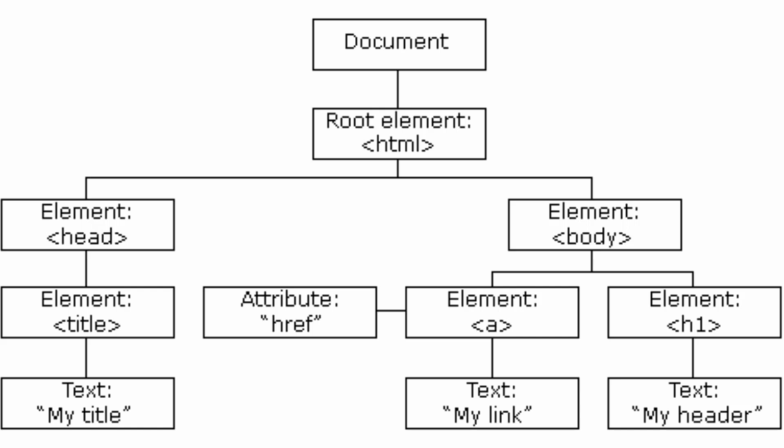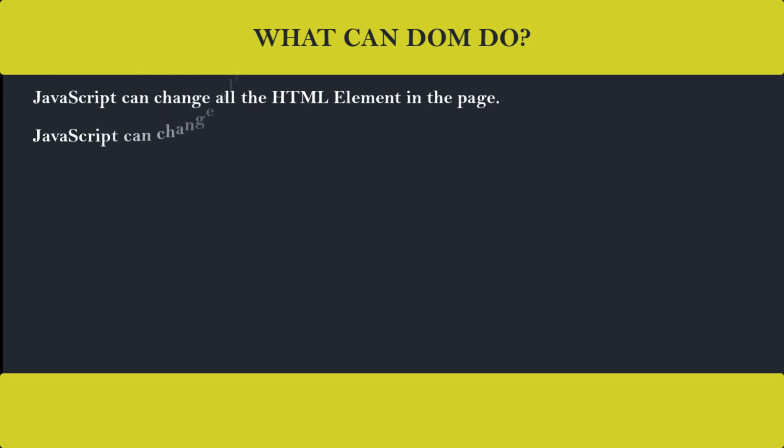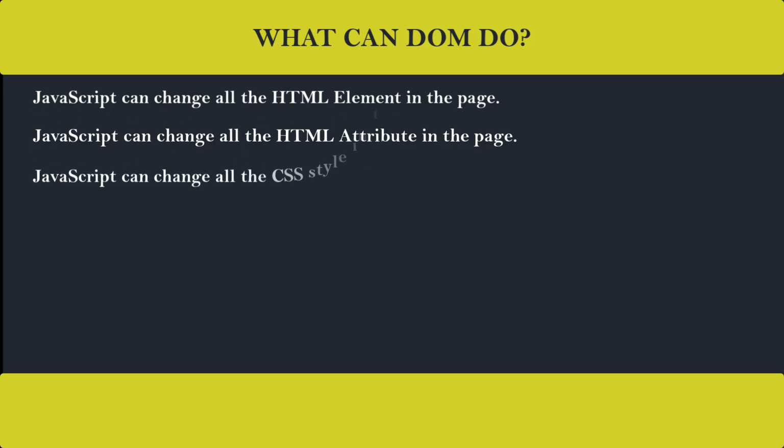So with the DOM, with the object model, JavaScript gets all the power it needs to create a dynamic HTML. Okay, now JavaScript can change all the HTML elements in the page. That's obviously with the DOM. JavaScript can change all the HTML attributes in that page also. Number 3, JavaScript can change all the CSS styles in the page.